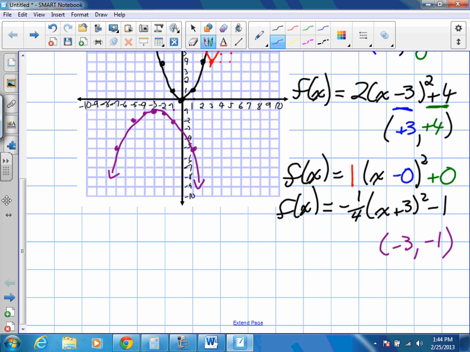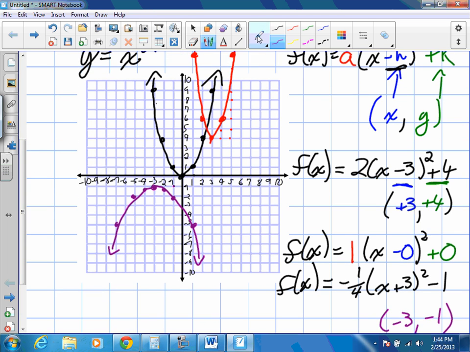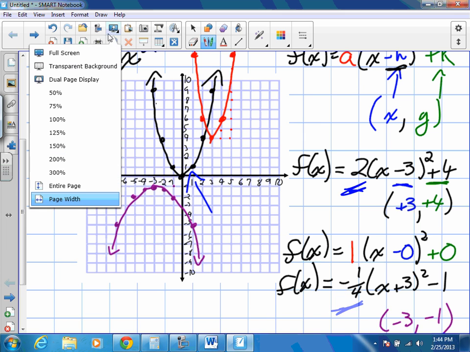But how would you describe this in relation to the original black parabola we drew? It's been compressed and it's flipped upside down, which makes sense. This value is between 0 and 1, right? Our a value was less than 1 but greater than 0. And it's a negative, so it's facing downwards. Okay? So we always have to multiply by our a value the way we would originally draw the normal one in order to graph the rest of the parabola.